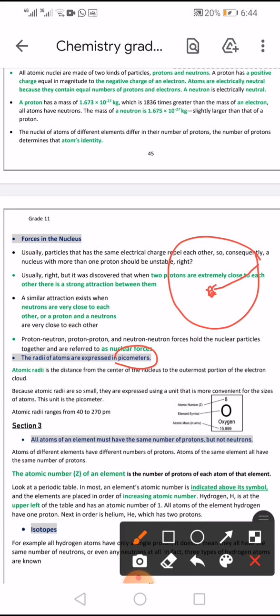Because atomic radii are so small, they are expressed using a unit that is more convenient for the size of atoms. This unit is the picometer. Atomic radii range from 42 to 170 picometers.